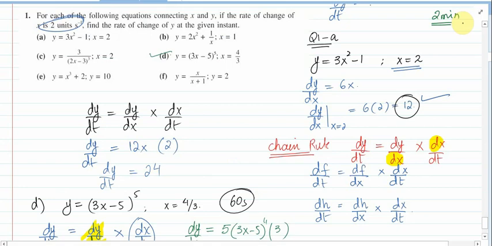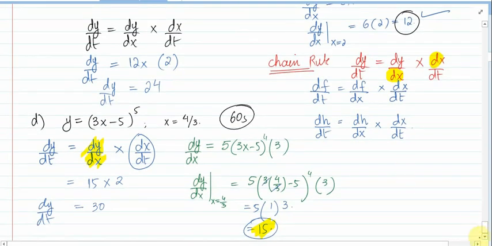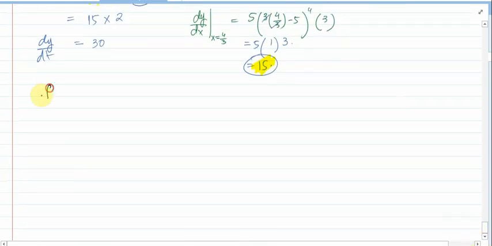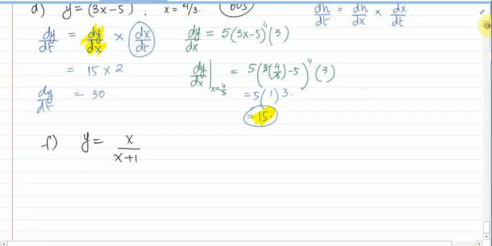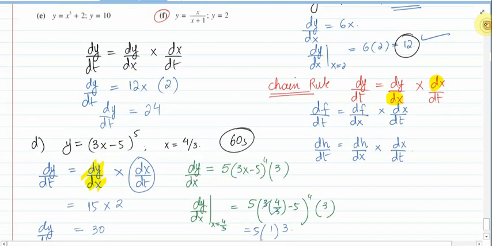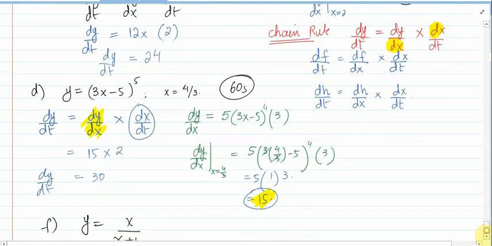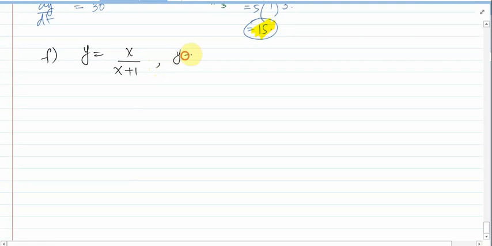After I've explained part D, you need to attempt one more part, and let's say you attempt part F. So now you need to attempt part F by yourself in the classwork. So it's y equals x divided by x plus 1, and the value of x, I think, is not given. The value of y is given here. Yes, the value of y is 2.